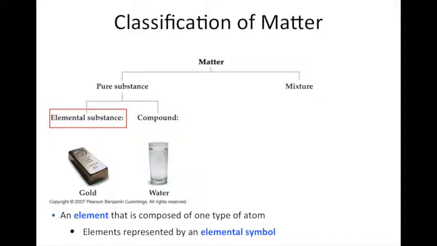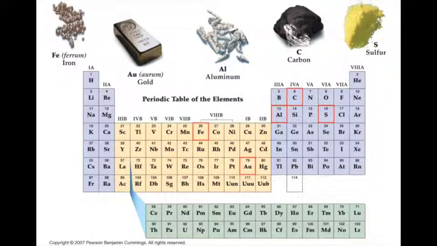An element is a substance that is composed of only one type of atom. We represent an element by what we call an elemental symbol in chemistry. All of the elements are displayed on our periodic table. So for example, if you have a block of iron, all of the atoms are iron, and so that would be an elemental substance. And we can give iron its elemental symbol of Fe, and we can see that on our periodic table.